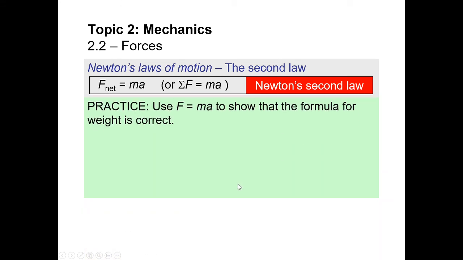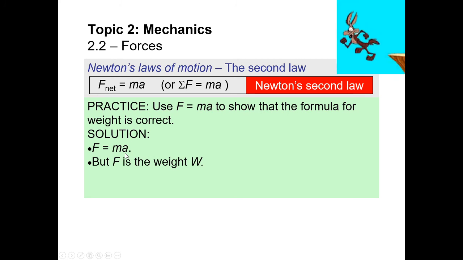Okay. Use F equals ma to show that the formula for weight is correct. If you remember, we actually did this in the previous video. We showed that using the formula F equals ma, if the only force acting on the body is gravity, for example, in the case of projectile motion, then F would become W, and the acceleration is that due to gravity, which is lowercase g.